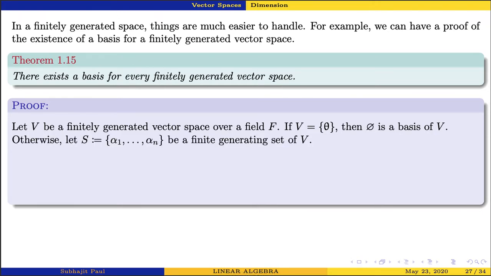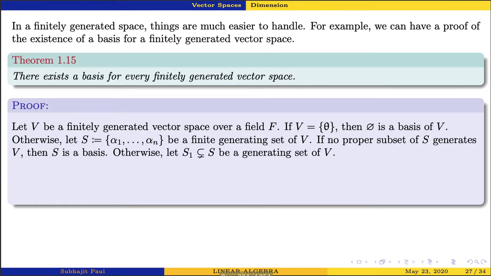Otherwise, let S equal {alpha 1, ..., alpha n} be a finite generating set of V. Okay. If no proper subset of S generates V, then S itself is a basis. That is our definition of a basis. Otherwise, if there is some proper subset of S generating V, choose that one and call that S1. So S1, a proper subset of S, is a generating set of V. If no proper subset of S1 generates V, then S1 is a basis.